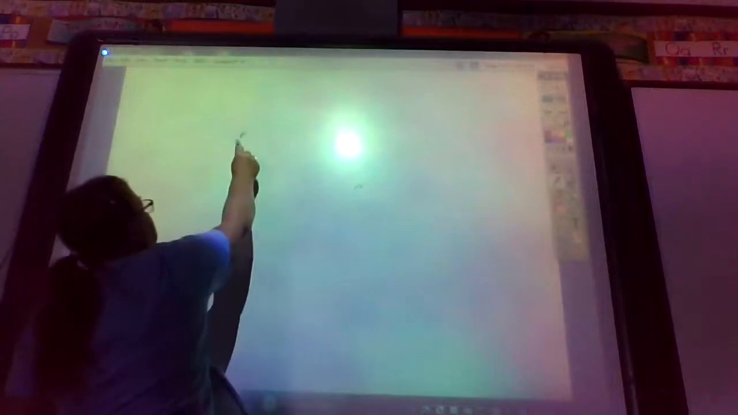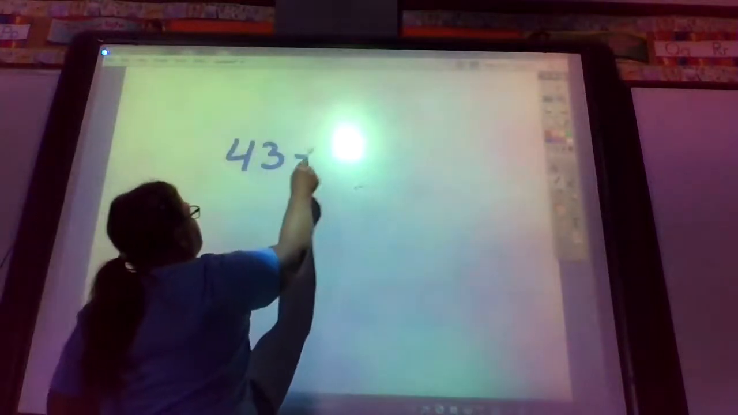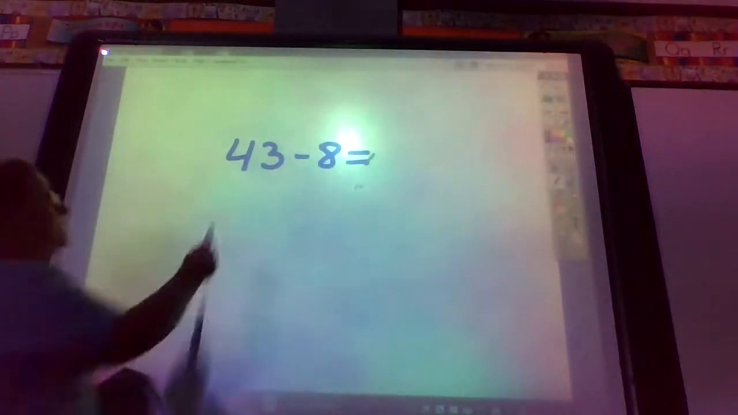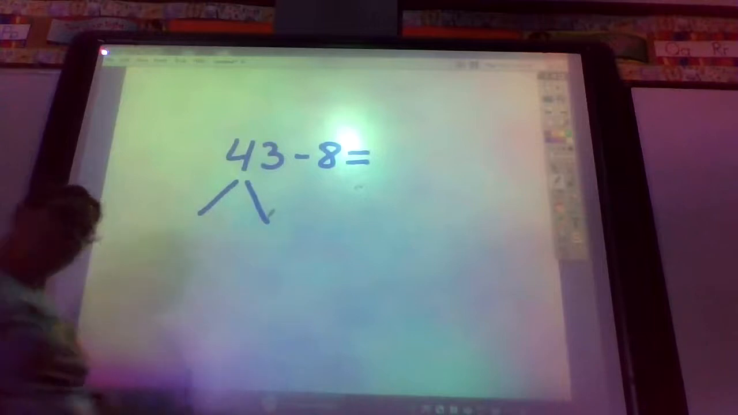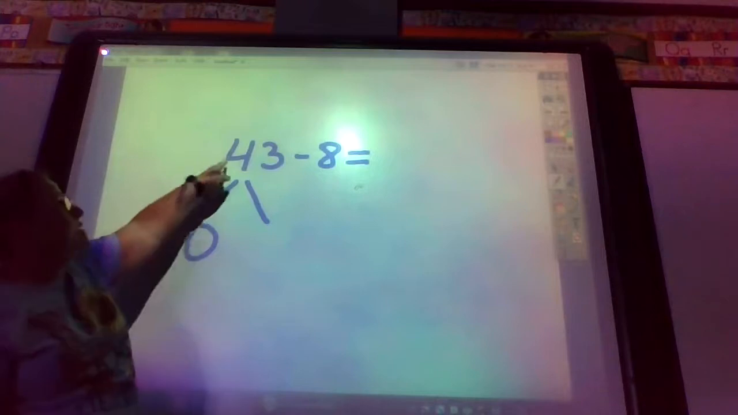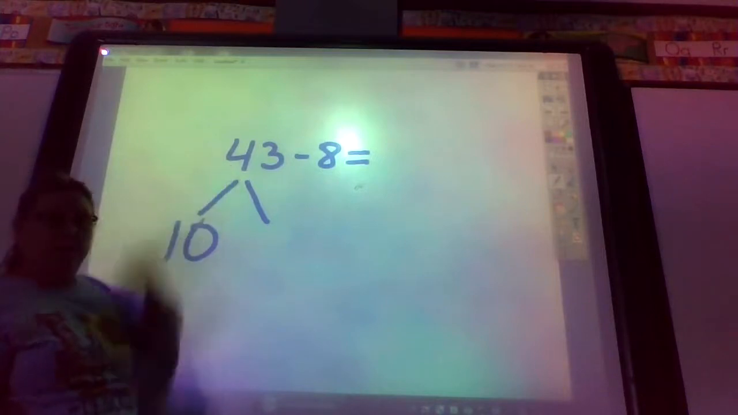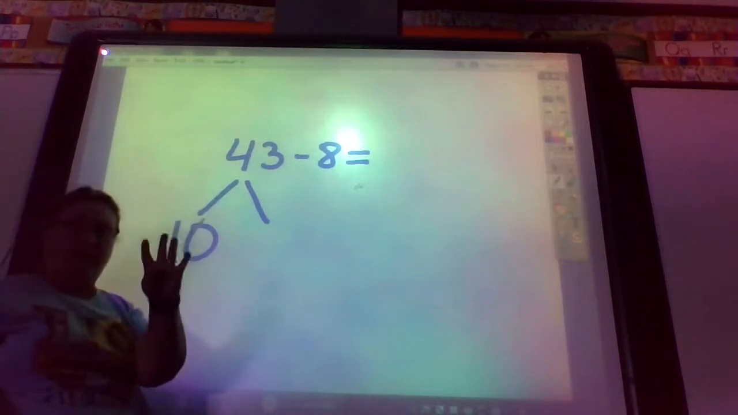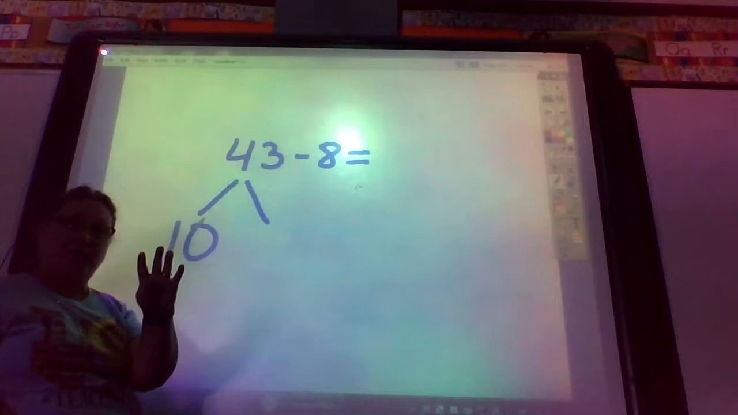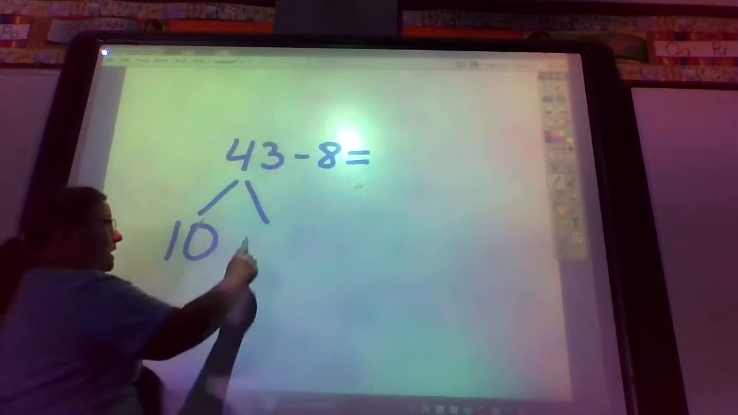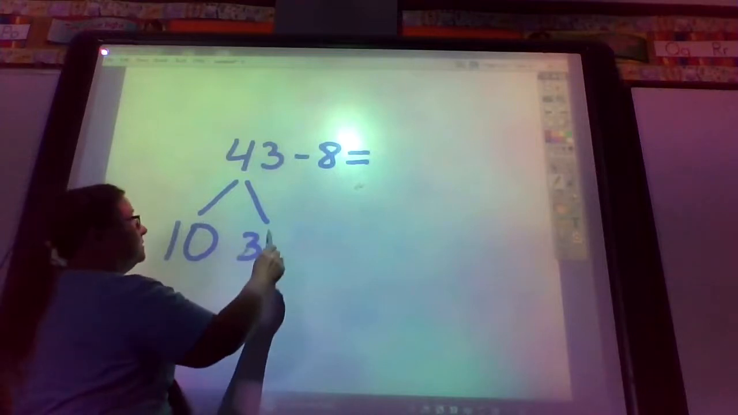Hey, let's try one more. What if I have 43 minus 8? The first thing we're going to do is make that number bond. I'm going to pull 10 out of that 43. I'm taking one 10 from this 4. There are 4 10s in that 43. And I'm taking one away. I have 3 left. Okay?